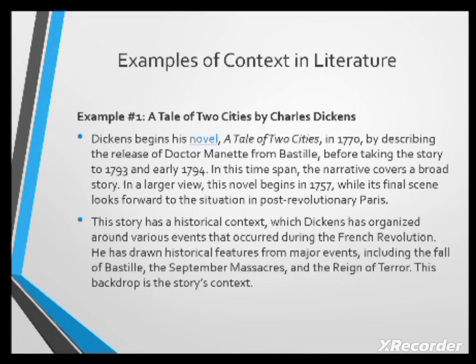This story has a historical context, as Dickens has organized various events that occurred during the French Revolution. He has drawn historical features from major events including the fall of Bastille, September massacres, and Reign of Terror. So this backdrop is the story's context. Understood everyone? So this is the example of context in literature.